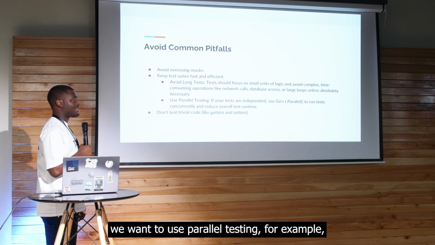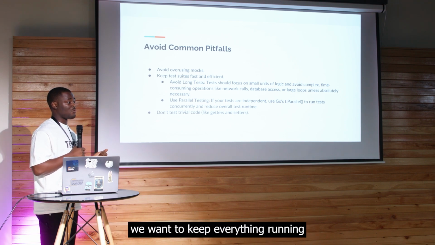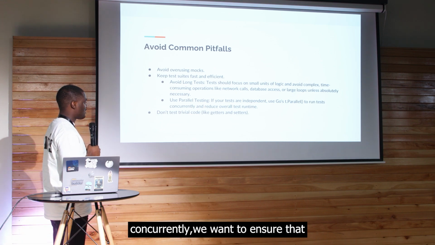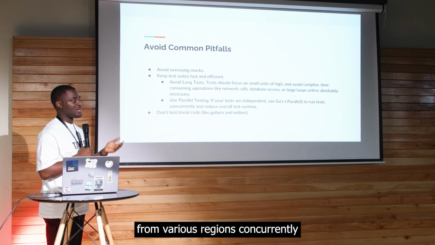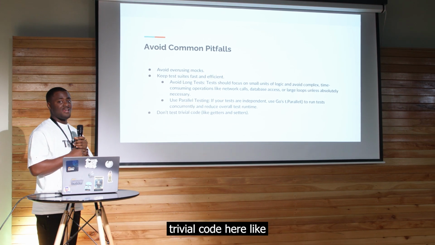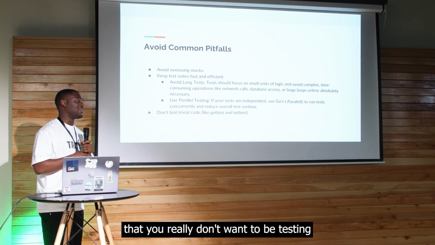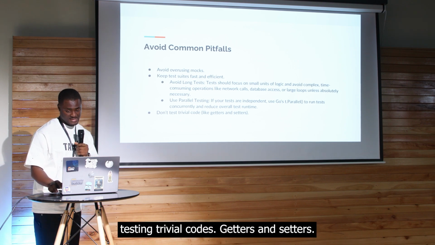We want to use parallel testing. For example, if we're running tests on a very large codebase, we don't want to wait forever. We want to keep everything running concurrently. We want to ensure that our code returns outputs, like from various regions, concurrently and spends less time. And another thing, we don't want to test trivial code. I'm sure there are some helper functions in your codebase that you really don't want to be testing. We don't want to waste our time testing trivial code, like getters and setters.